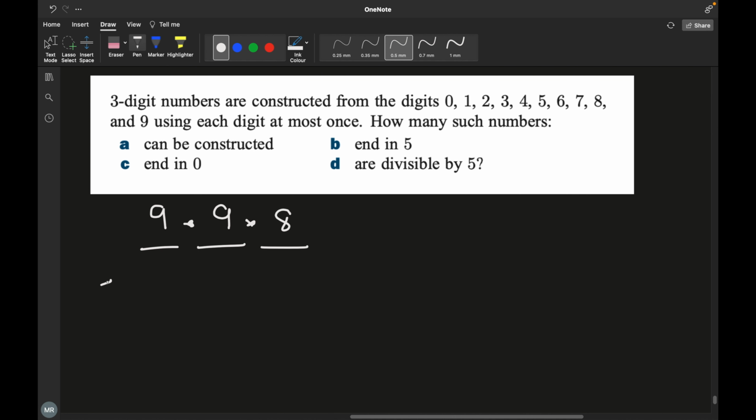That is going to be 648. So that's the answer for A. And now B. They end in 5. It's very similar to this question, but it has to end in 5.